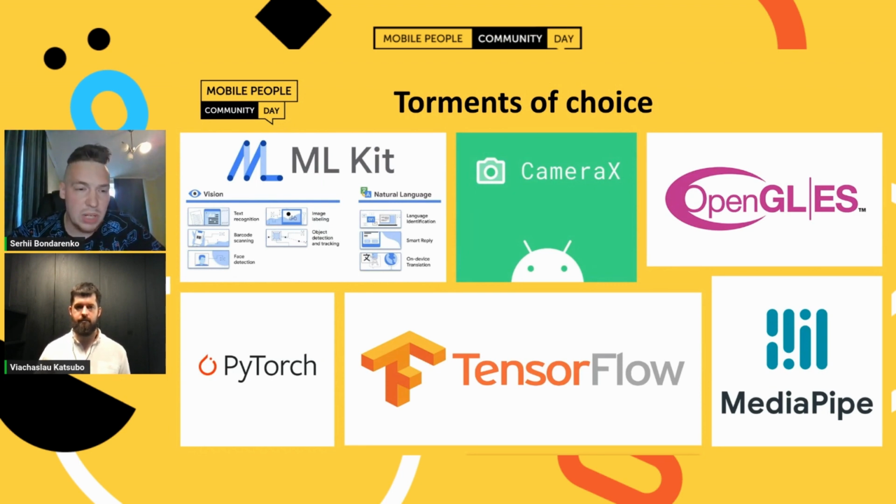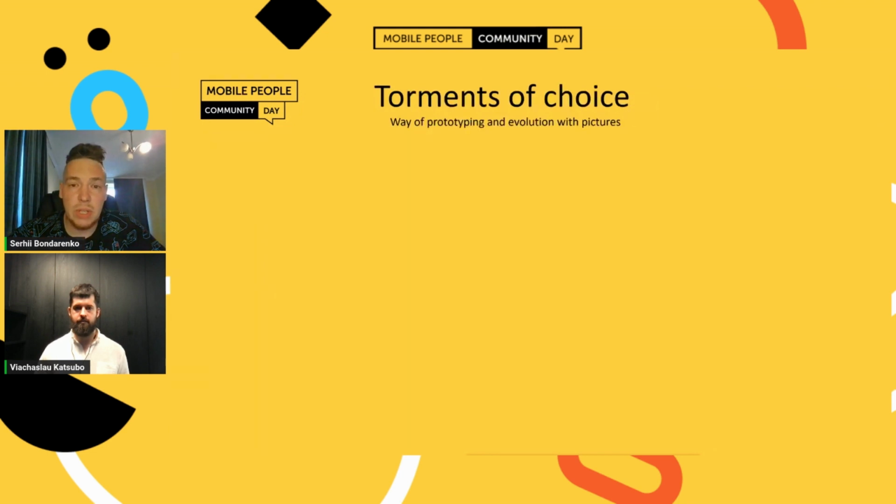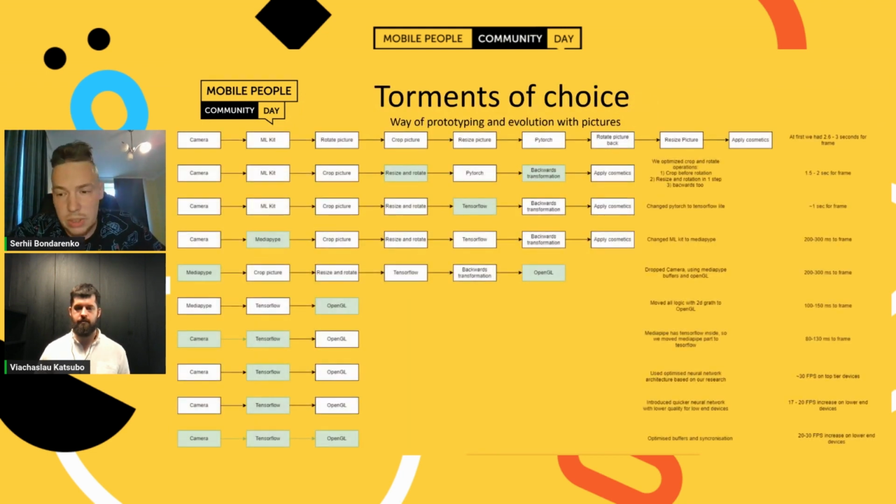It was really complicated, and I also have a diagram that shows a part of the life cycle and modification of our project. So here it is. It is partial. Here you can see a quick evolution, how we started. At first, we were having 2.5 or 3 seconds per frame. When we optimized operations in Kotlin, we sped up to 1.5 to 2 seconds. After that, we switched to TensorFlow Lite.